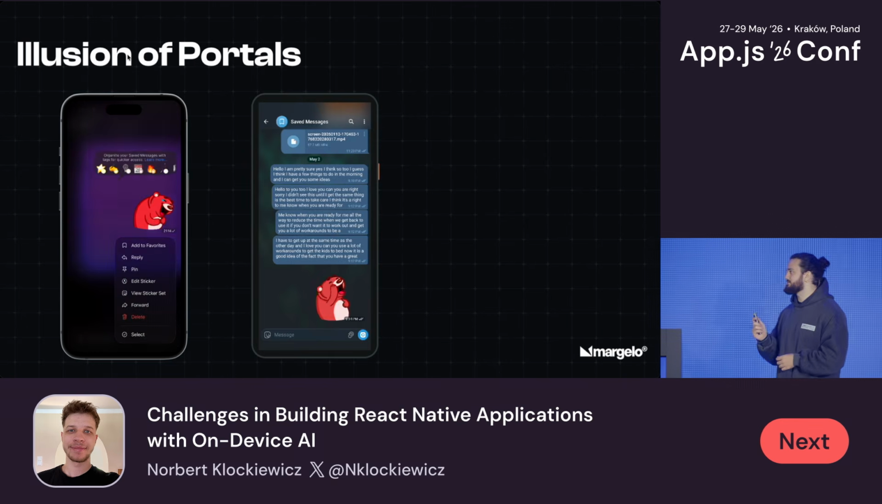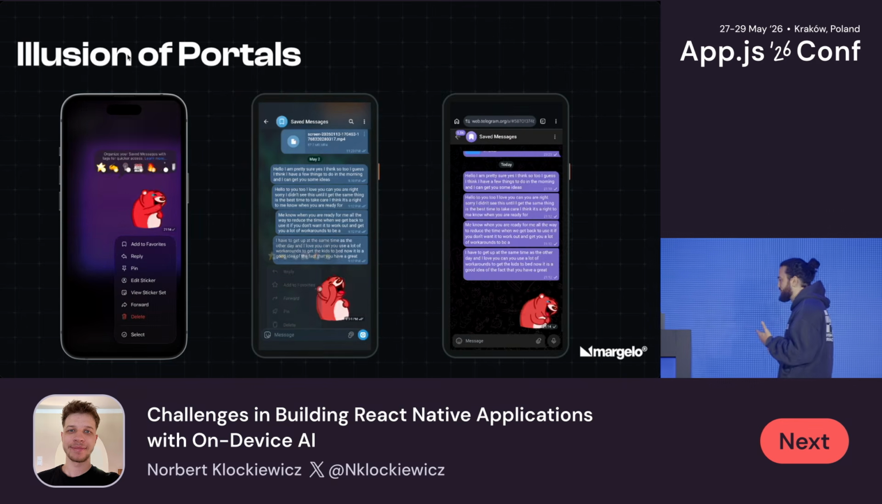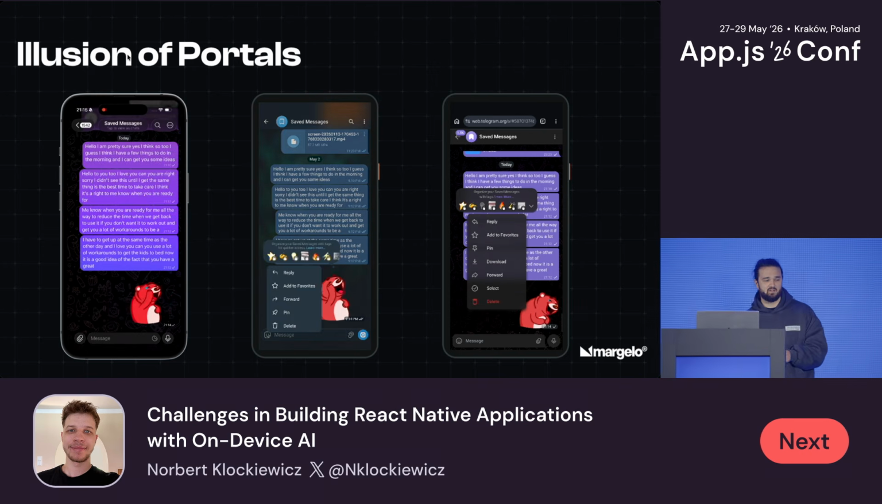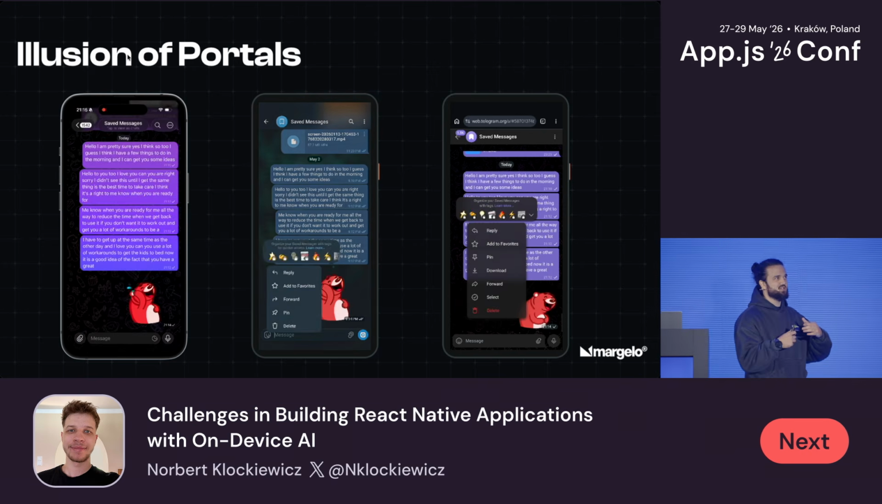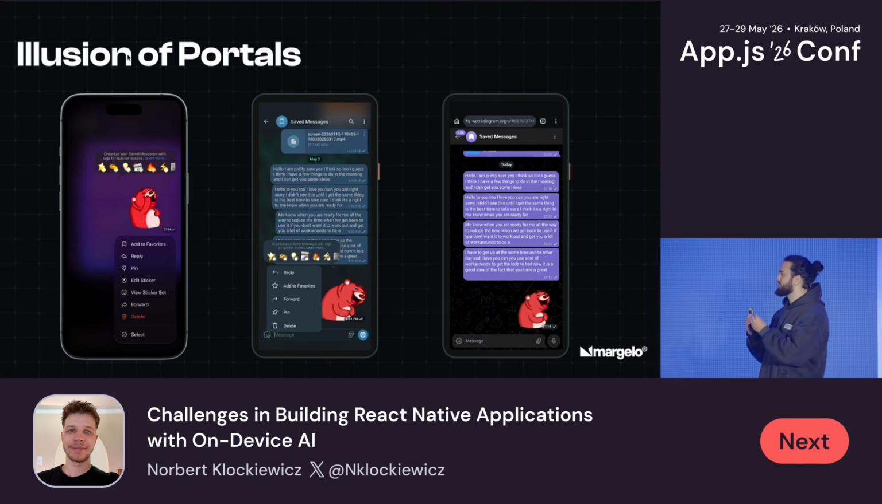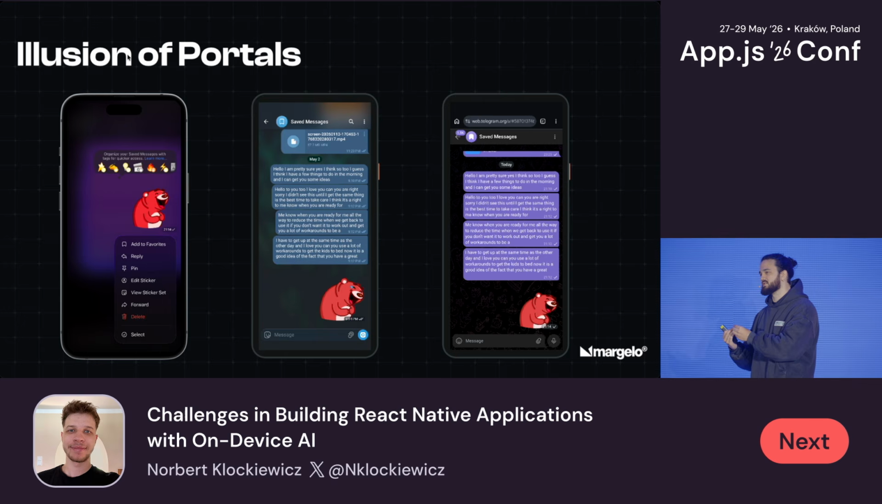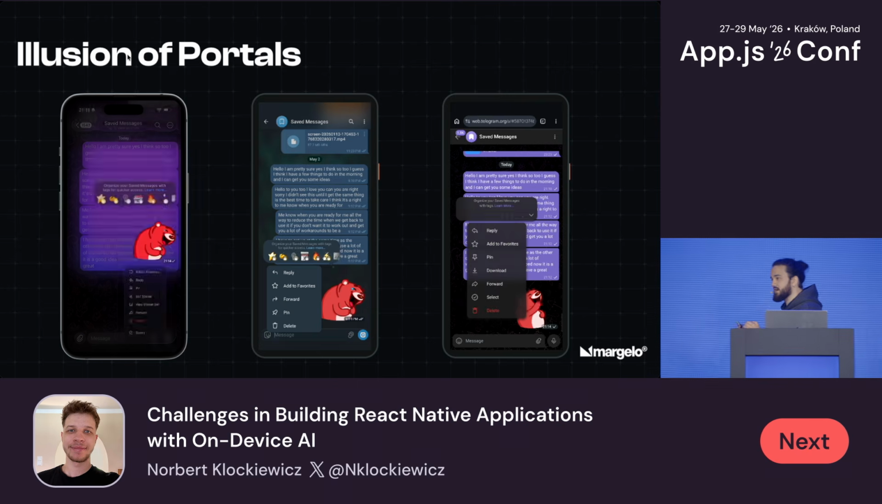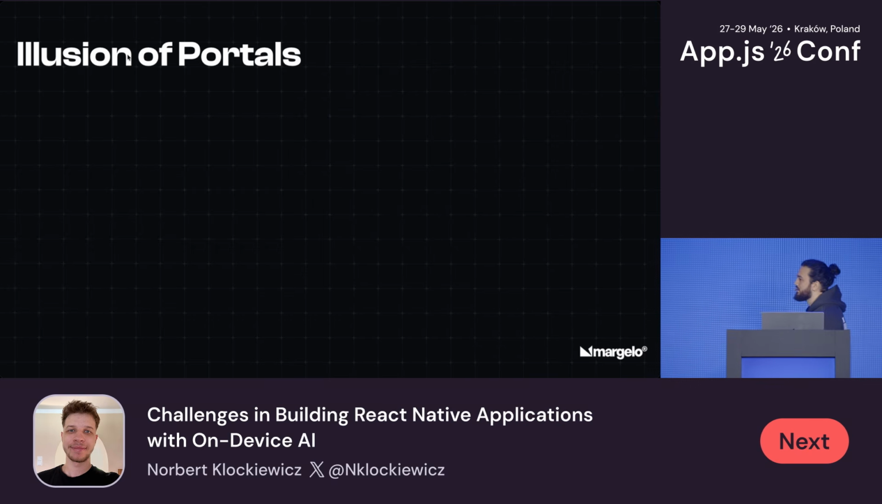Now, if you look at the same pattern on Android and web, you will immediately notice the difference. The selected element just gets covered by a context menu. And as a result, it's not always obvious which item was actually selected. So the connection between the action and the element becomes weaker. And from a UX perspective, iOS handles this much better.